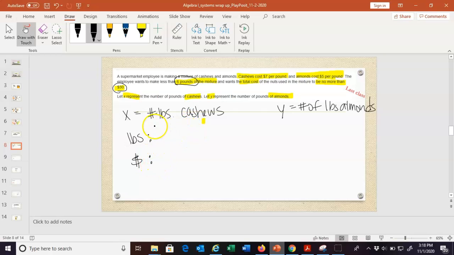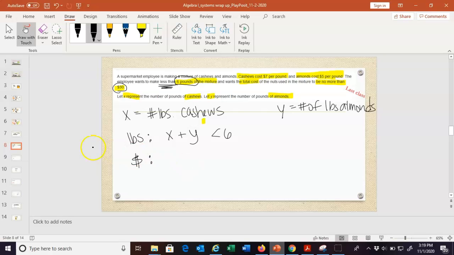So remember, X is the number of pounds of cashews and Y is almonds, but we want the total mixture to be less than 6, right? So the total mixture, how do we write total? We want the sum of the cashews and the almonds, right? So when you add the pounds together, they need to be less than 6. There's our pounds inequality.